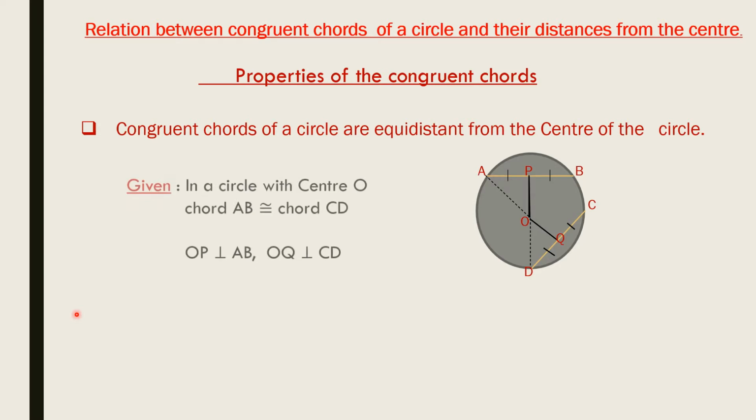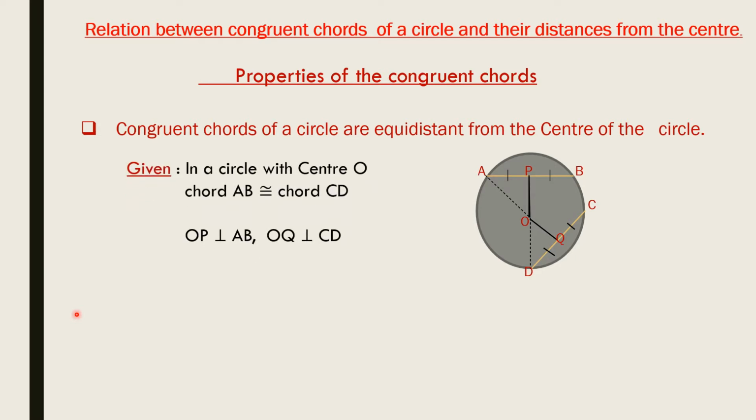In this circle with center O, chord AB is congruent to chord CD, and OP is perpendicular to AB and OQ is also perpendicular to CD. Then OP is equal to OQ. That is, the congruent chords of a circle are at equal distance from the center of the circle.